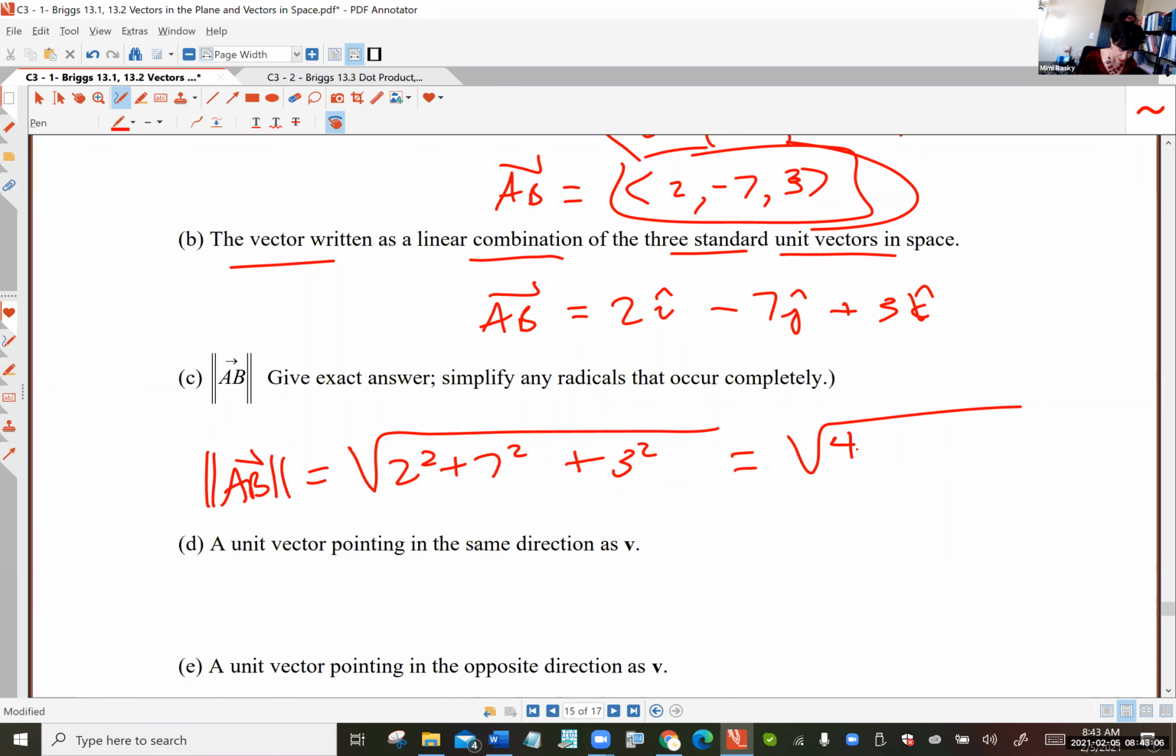All right. So what is the square root of 4 plus 49 plus 9? Ooh, yucky. Yikes. Square root of 62. And remember, magnitude is always a scalar, a pure number.